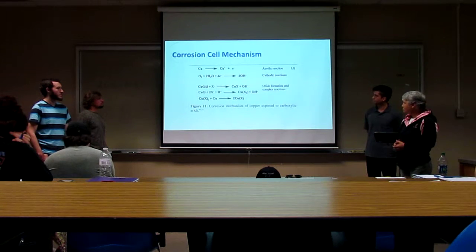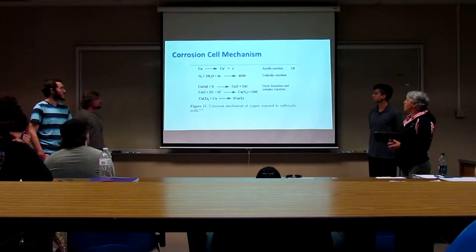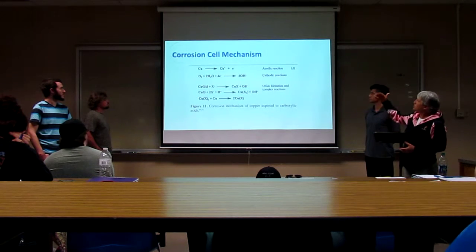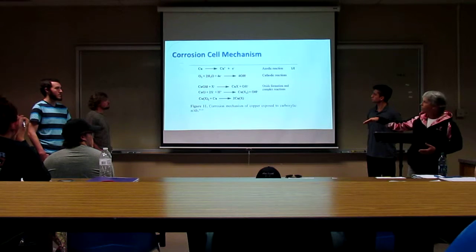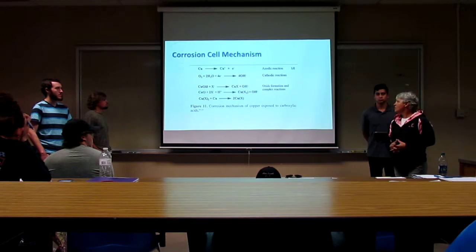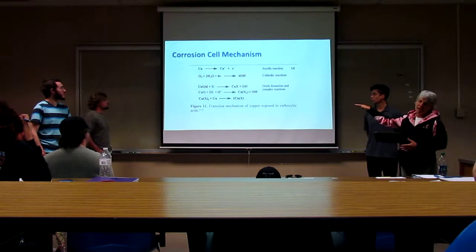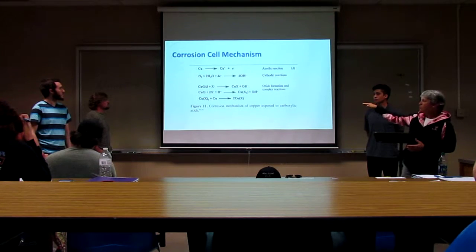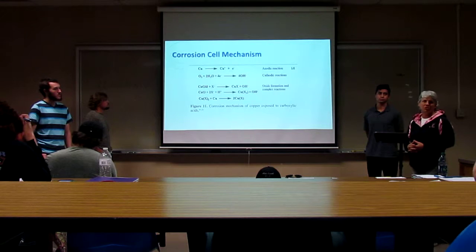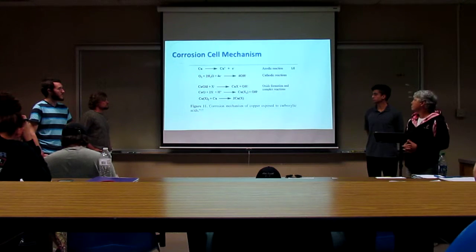Here's an example of one reaction in, say, copper. Copper is going to release an electron. It's going to be picked up by water. So you see a series of reactions going on. The corrosion mechanism of copper, as it's exposed to any kind of carboxylic acid, would work something like this, with a series of reactions, not just a simple give-take reaction.